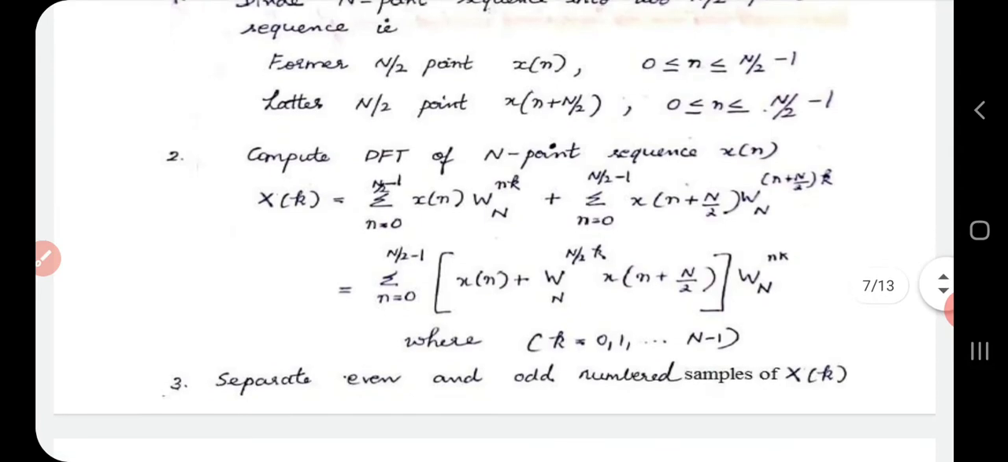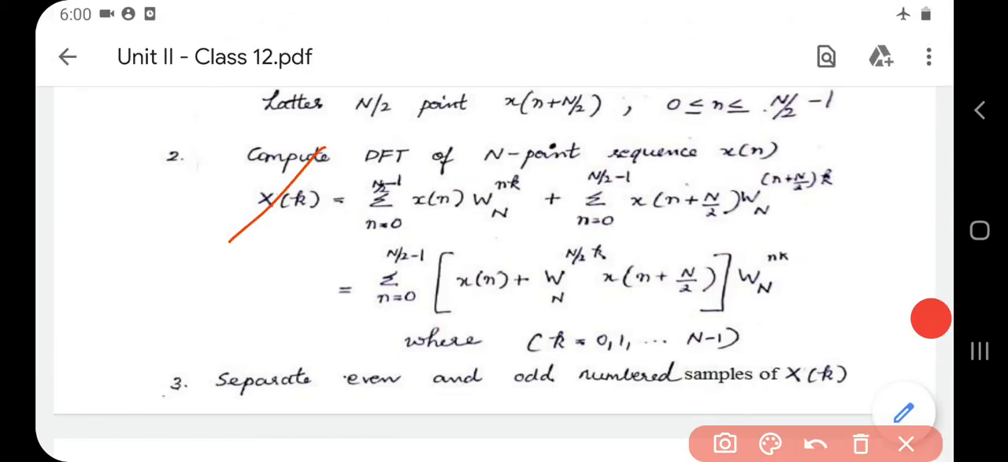And after that you calculate the DFT of the n point sequence x of n, as already mentioned. Now here the common one is the twiddle factor W n k, so it is taken out, and the rest is written in the bracket, where k ranges from 0 to n minus 1, and finally you separate the even and odd numbered samples of x of k. So just go through this DIF.